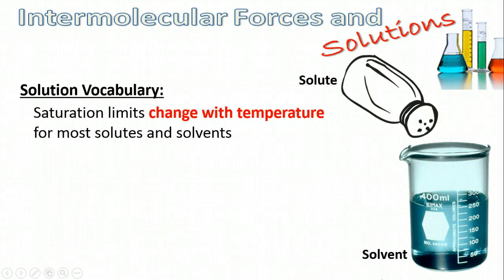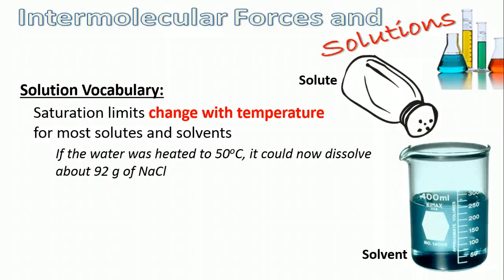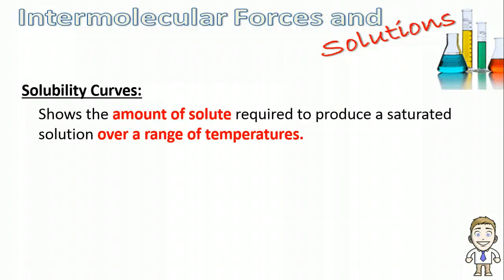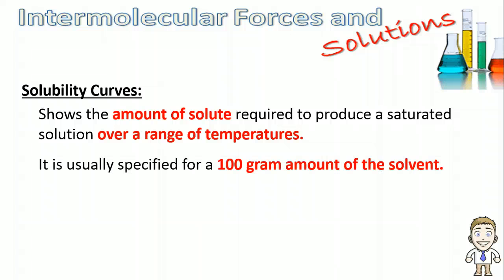You might also remember that these saturation limits can change with temperature for most solutes and solvents. If we take the same water and heat it to 50 degrees, it's going to be able to dissolve more, up to about 92 grams of sodium chloride. In order to summarize these different changing solubilities at different temperatures, we use something called a solubility curve. It's simply a graph that shows the amount of solute required to make a saturated solution at a whole range of temperatures. When you see this, normally the curves will specify a certain amount of solvent. In this case, it's going to be 100 grams of water.